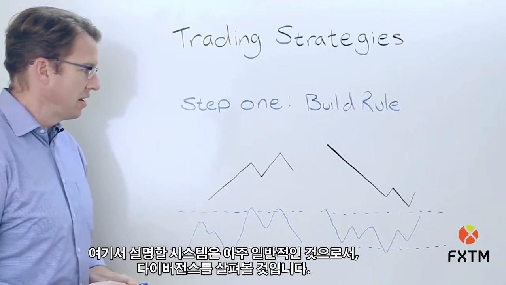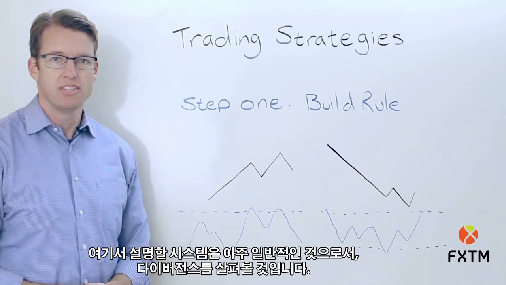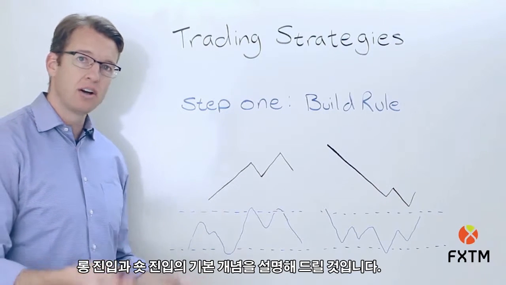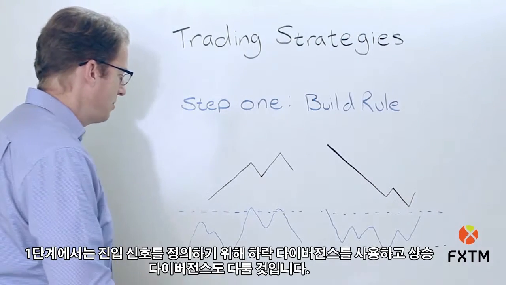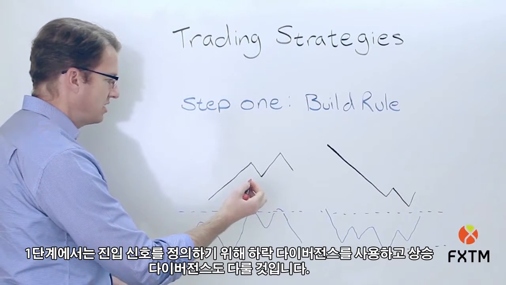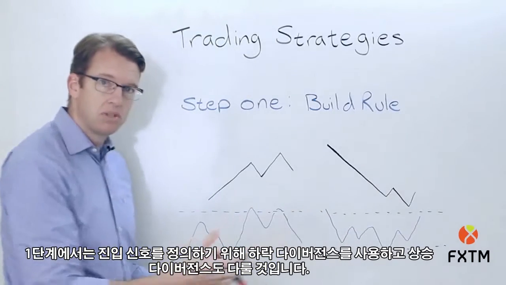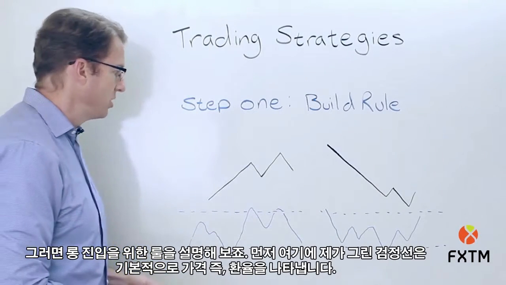Now, the system that I'm going to illustrate here is actually a very common one. We're going to be looking at technical divergences. I'm going to walk you through the basic ideas behind a long entry and a short entry as an example. In step number one here, if we're trying to define our entry signal, I'm going to use a bearish divergence, and then I'm also going to tackle a bullish divergence as well. So let's just walk through the rules for a bullish entry.